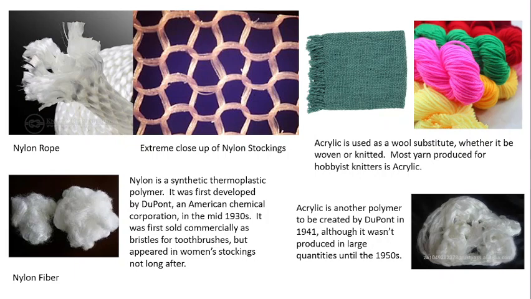Acrylic is another polymer created by DuPont in 1941, although it wasn't produced in large quantities until the 1950s. But again, you're going to see this hobby yarn, cheap sweaters. Any type of cheap sweater is probably going to be made out of acrylic. It's also used in cheaper things that you might associate with wool, so scarves and mittens and hats and things like that. Although in my opinion, spring for the wool, you'll be warmer.